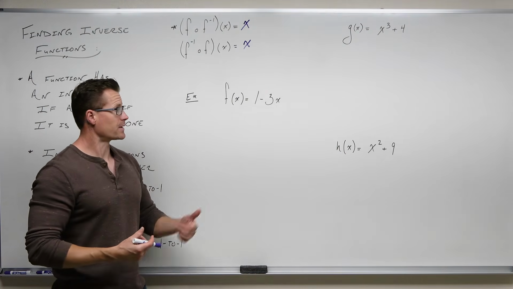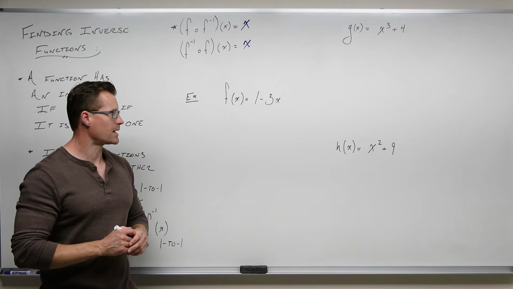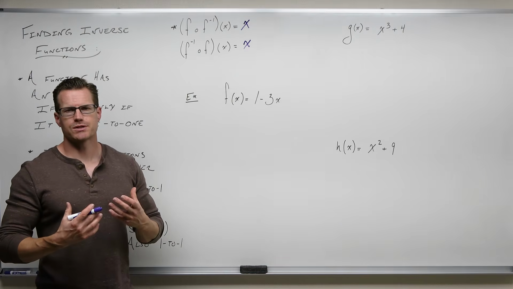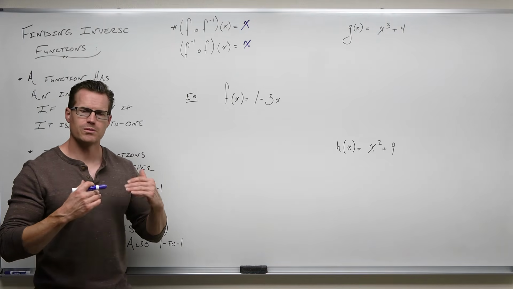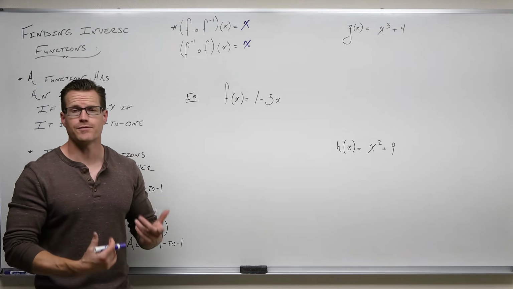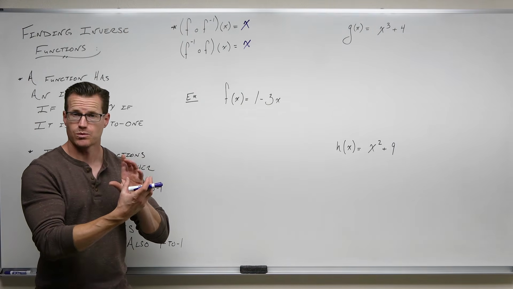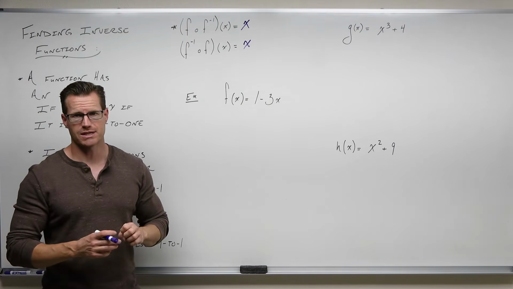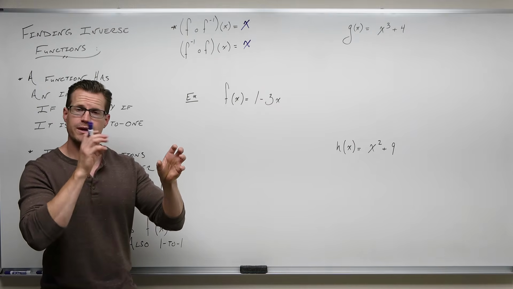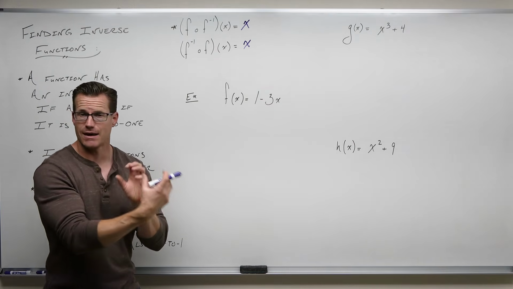So let's get started. Let's take a look at f of x equals 1 minus 3x. I'm going to give you a series of steps on how you can solve a one-to-one function for its inverse, how you can find that. The first step is we're going to have to switch x with y, and that's exactly what we did in the previous example. We just switched the input with the output, or the x value with the y value, and it gave us an inverse.